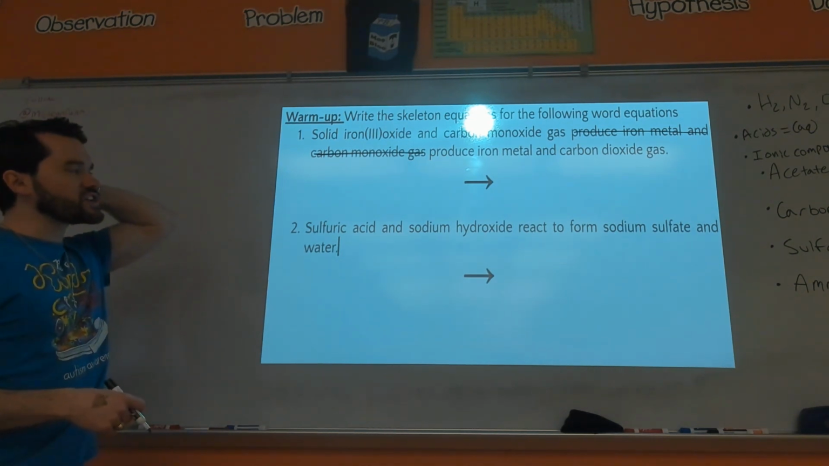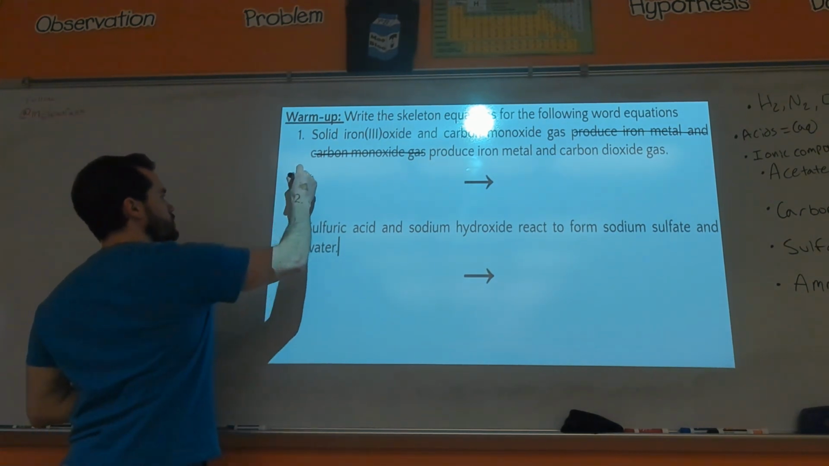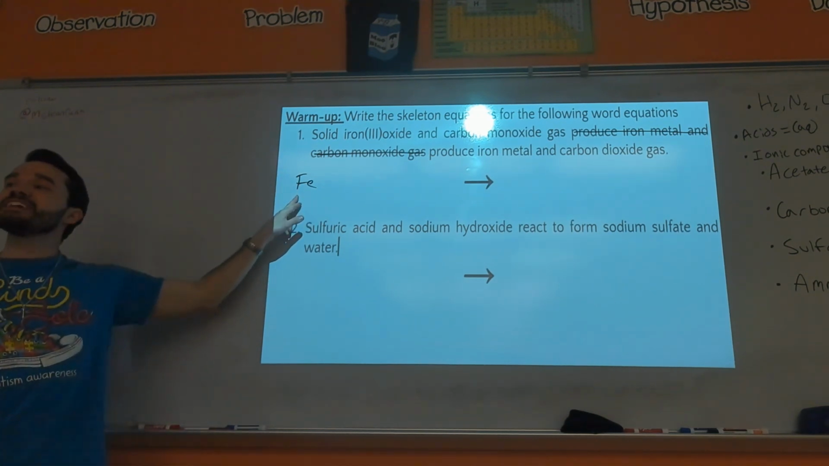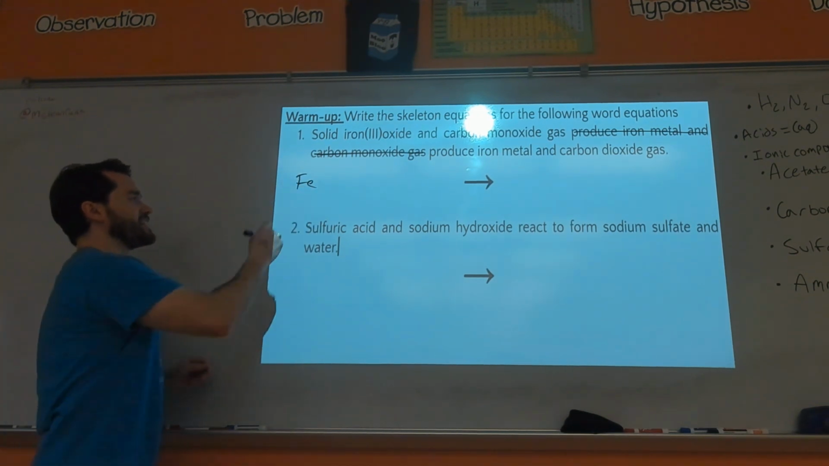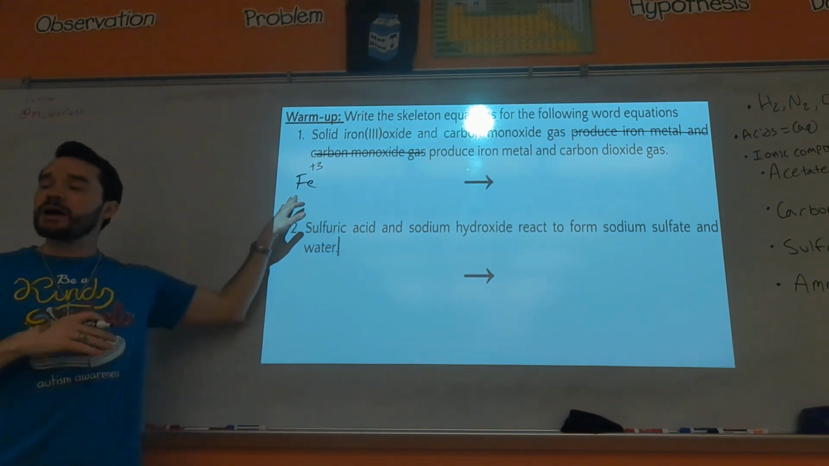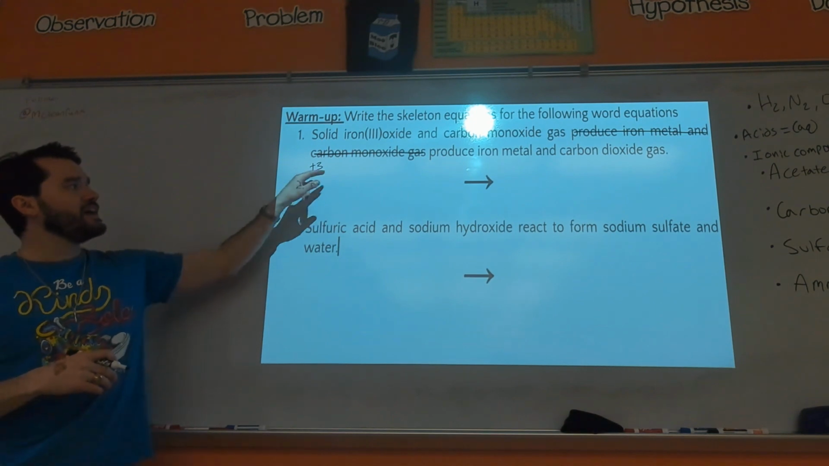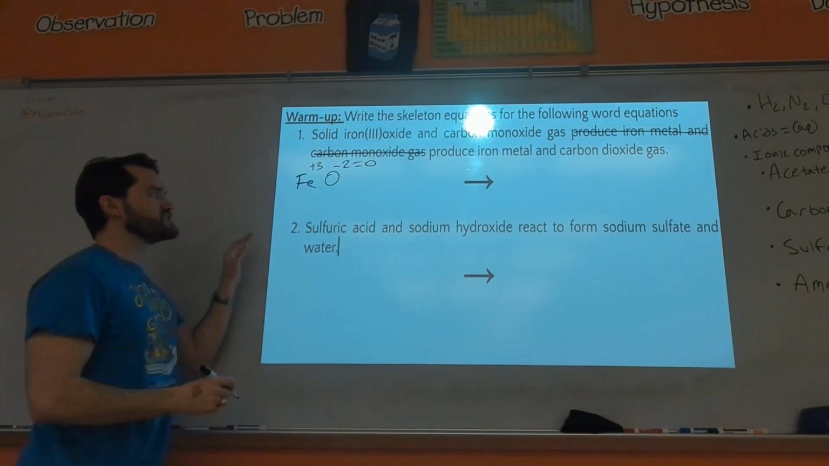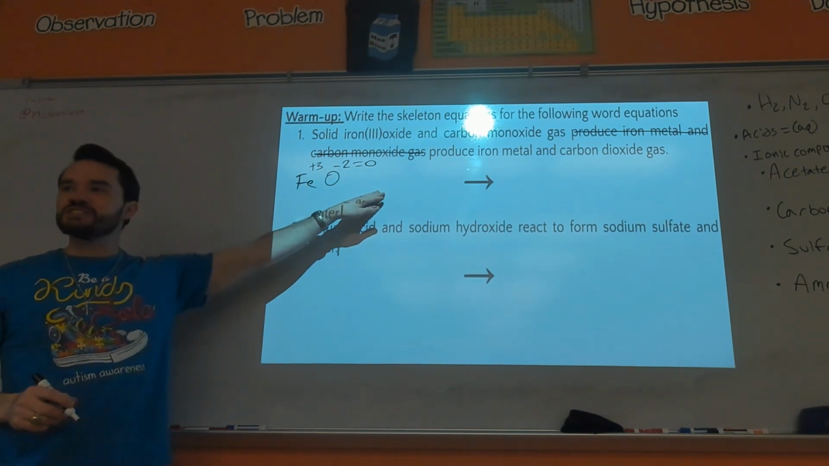Okay. So solid iron 3 oxide, well iron is Fe. Now the 3 is not saying that we have 3 irons. It's saying that each iron is a +3 charge, because iron's a transition metal, sometimes iron could be a +2 charge. Oxygen is a -2 charge. Charge has got to go to 0. 3 minus 2 doesn't equal 0.